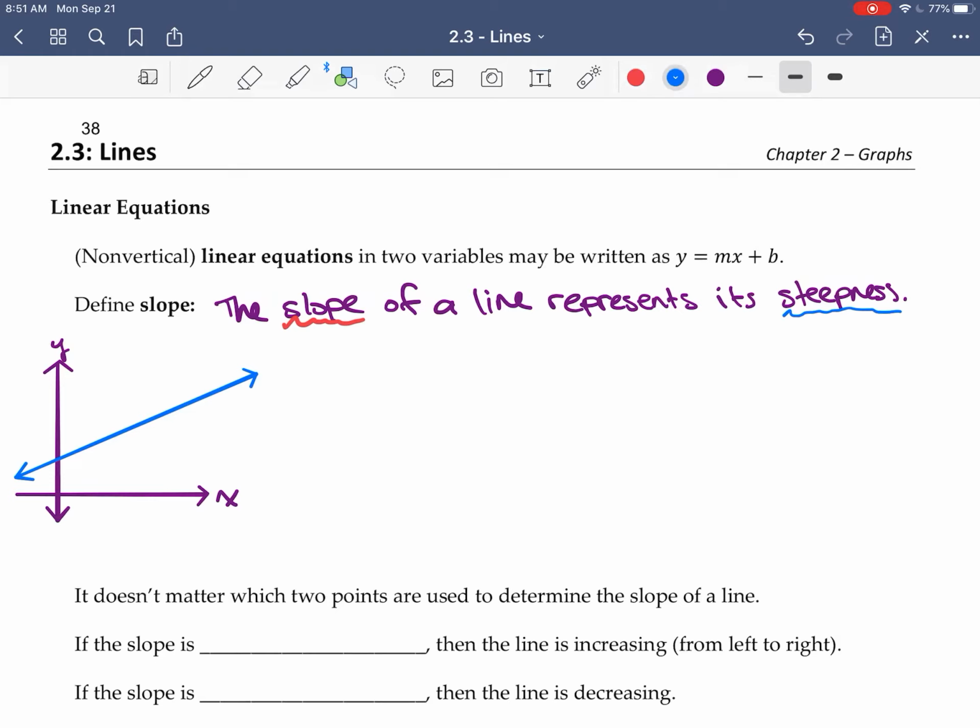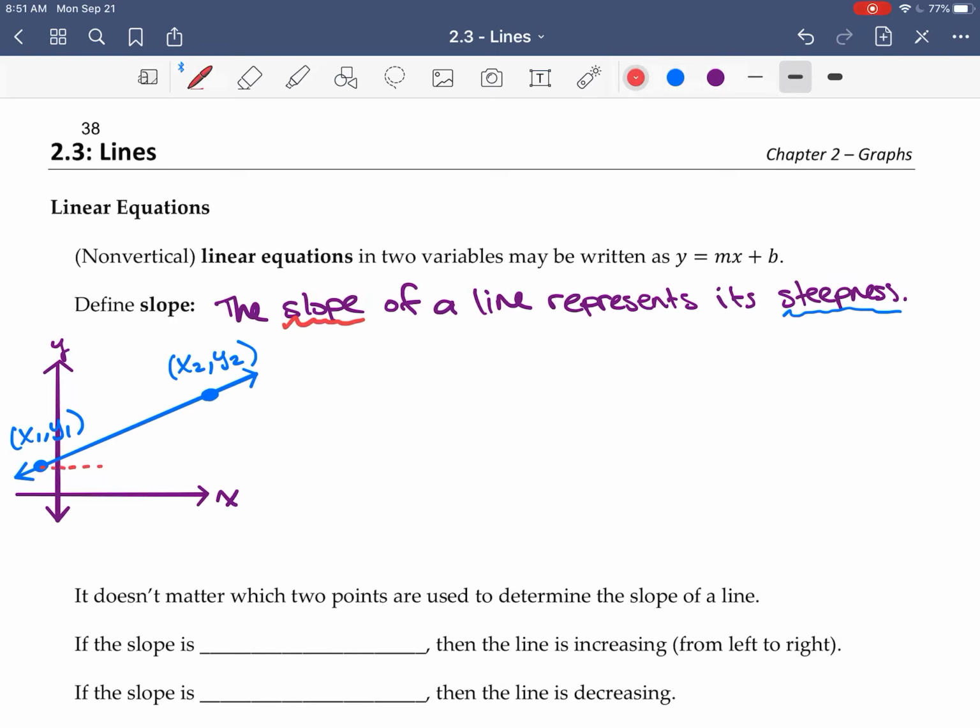I can pick any 2 points on this line. Let's say I pick one over here. Let's call that x1, y1, so it has coordinates x1, y1. And maybe I have another point over here, x2, y2. It doesn't matter what points I pick. If I wanted to talk about the steepness of this line, I want to talk about the difference in the y values and the difference in the x values.